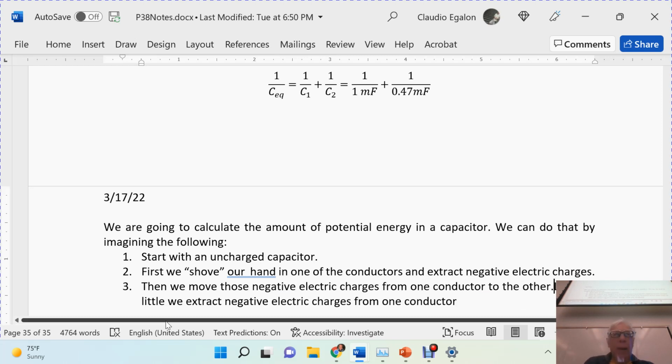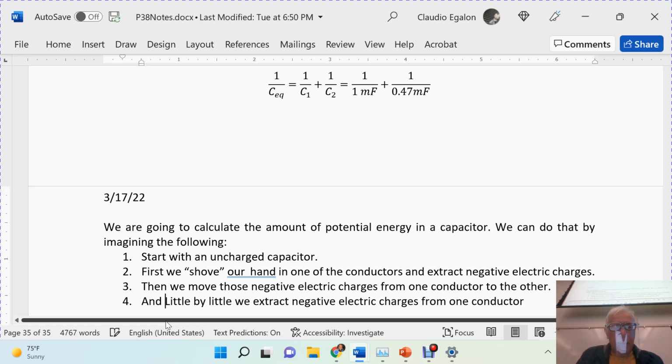One conductor to another. Remember, what is a capacitor? A capacitor is two conductors, right? So when I say capacitor, I'm referring to two conductors simultaneously. When I refer to a conductor, it's going to be one of them. A single conductor is not a capacitor. A capacitor is a device that has two conductors or more. It's possible to have more too. Then we move those negative electric charges from one conductor to the other. Four, and shove the negative charge in the second conductor.